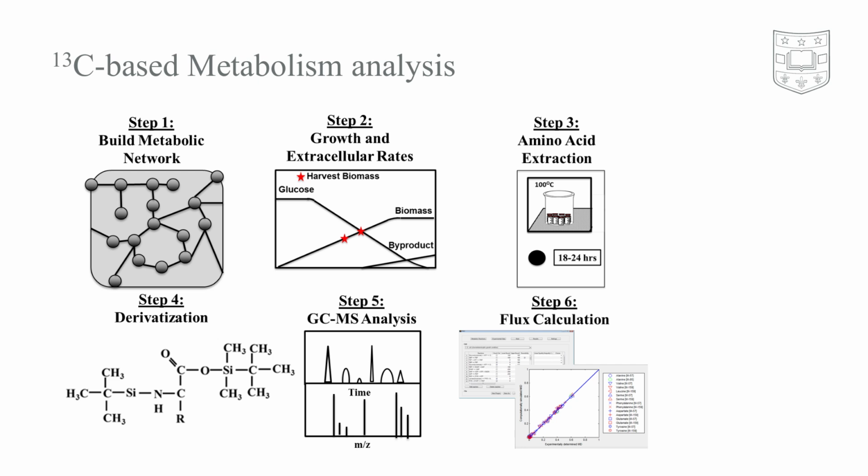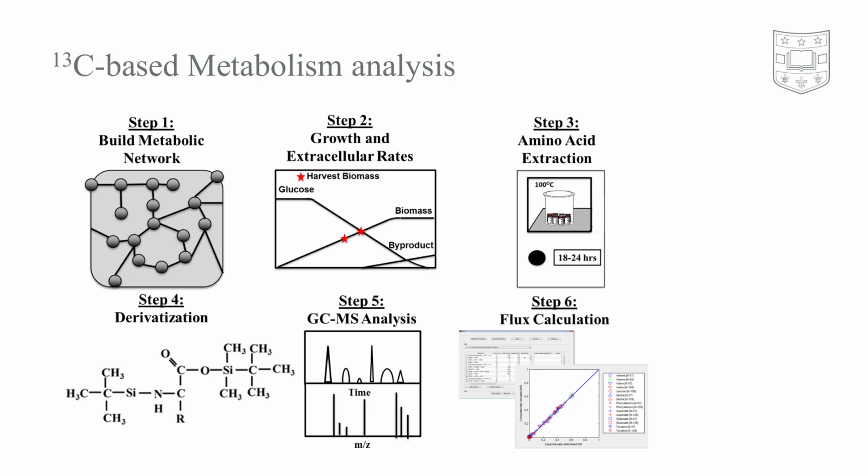Performing 13C based metabolism analysis involves several critical steps to quantify and analyze metabolic fluxes. Step 1 begins with building a metabolic network, which defines the pathways and reactions involved in cellular metabolism. In step 2, growth rates and extracellular exchange rates are measured. These include the uptake of glucose and the production of biomass and byproducts. Step 3 involves extracting amino acids from the biomass. These amino acids carry isotopic labels.